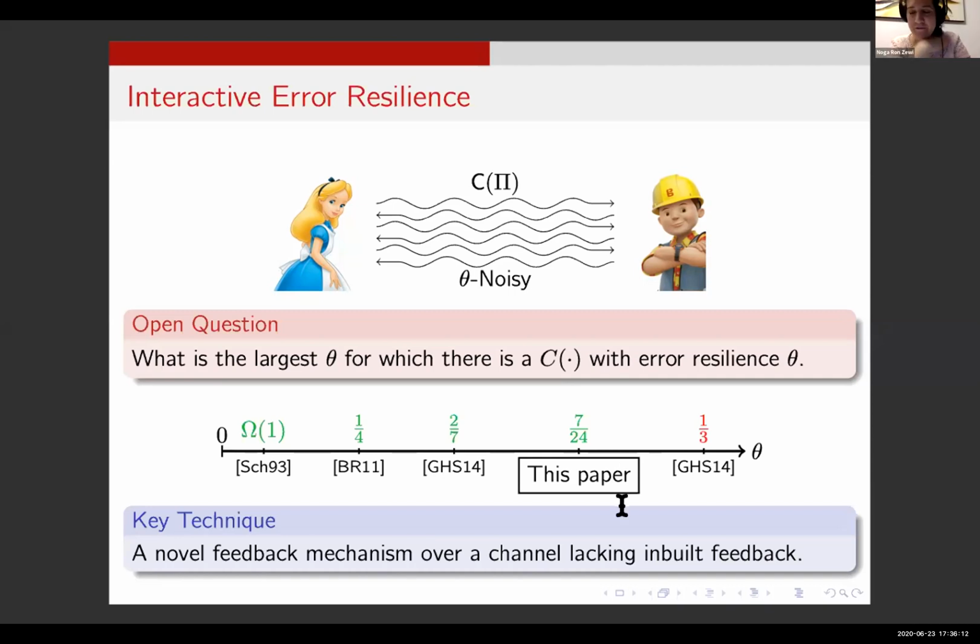So in the full version of your talk, you mentioned that you solved the exact constant. So what is the exact constant? It is 7.5/16 or 7.5/24. I see. Okay, cool.